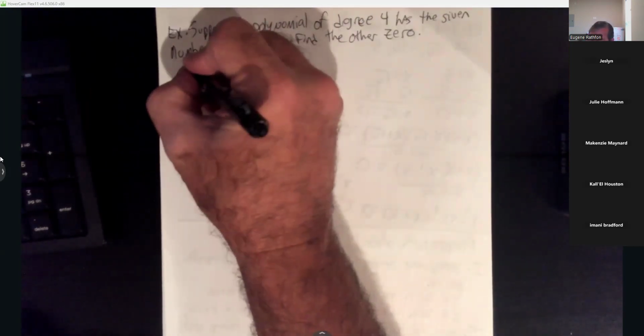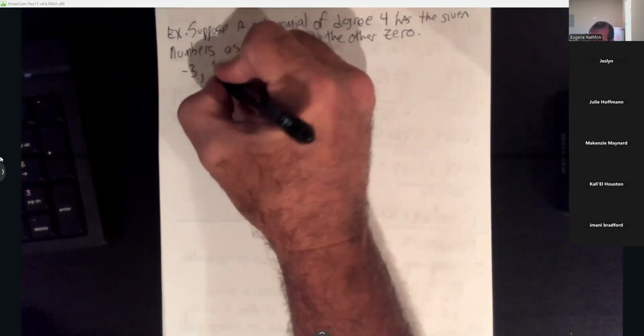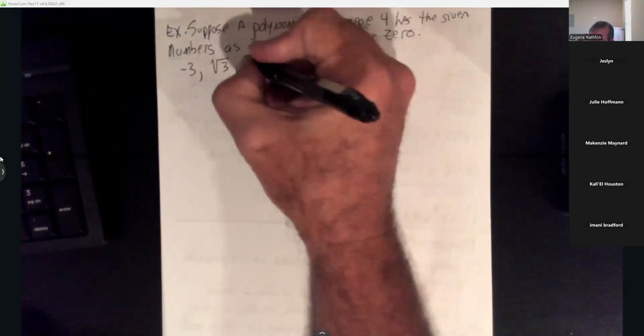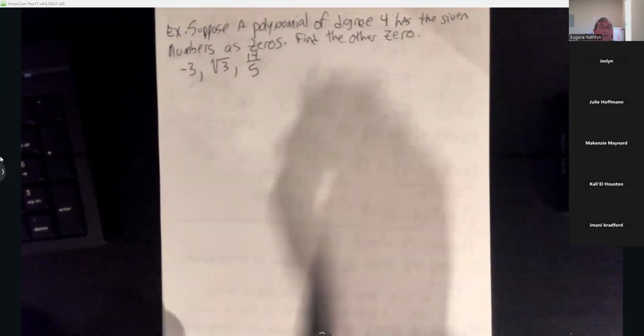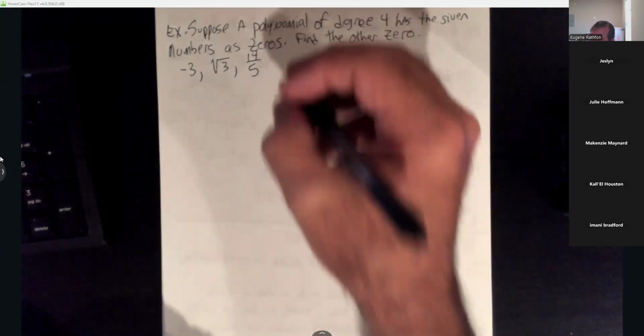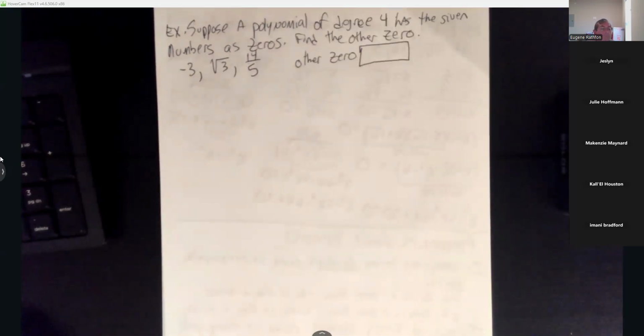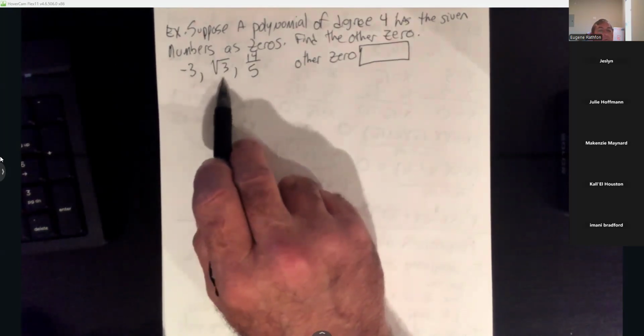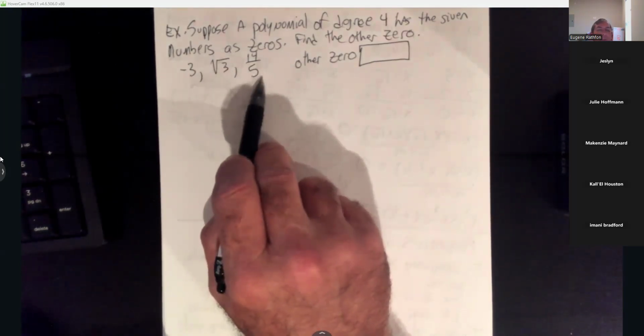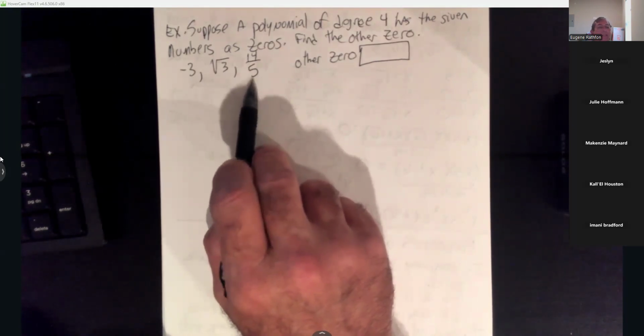So they're giving me a negative 3. They're giving me a square root of 3. And they're giving me a 14 fifths. So remember, since it's a degree 4, it's going to have 4 zeros. So here's the question. What is my other 0? If negative 3 is a 0, square root of 3 is a 0, and this fraction 14 fifths is a 0, any guesses? What is my fourth 0?